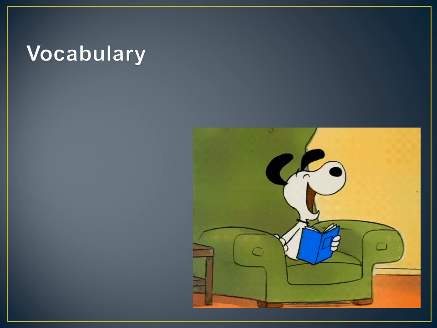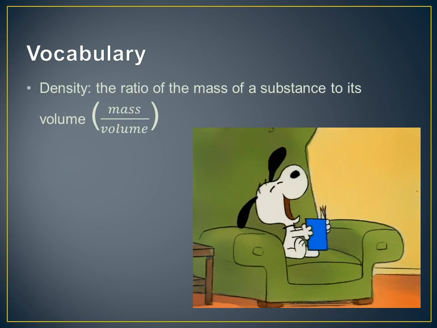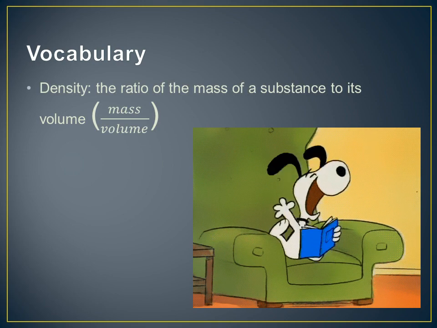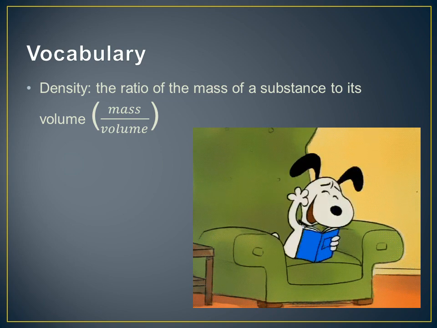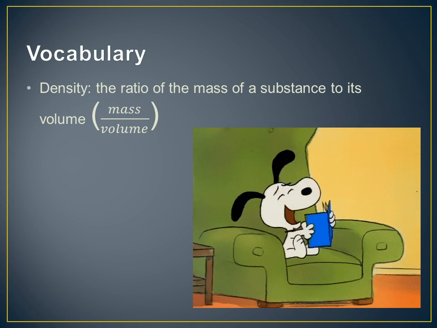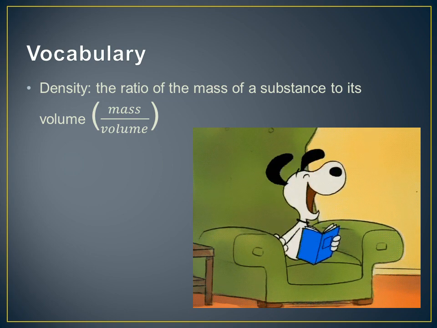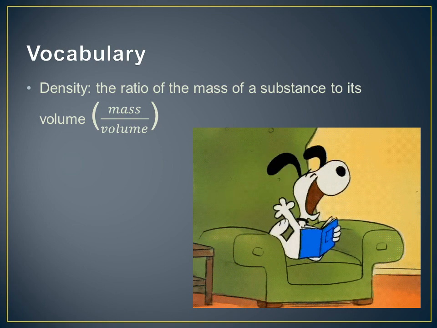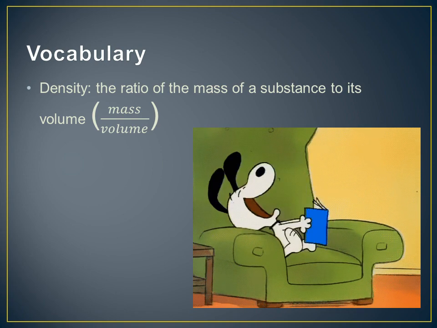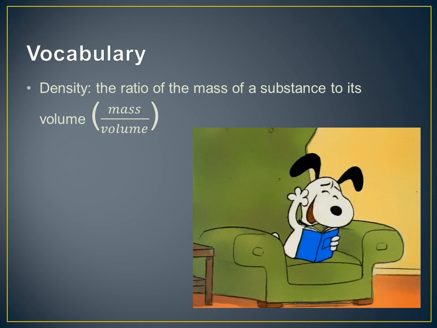Lucky for you today, we've only got one vocabulary word, and that is density. This is the ratio of the mass of a substance, so the mass of a thing, to its volume. We write this mathematically as mass over volume, or mass divided by volume.